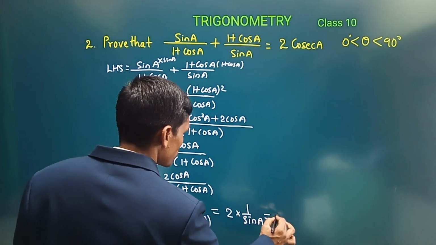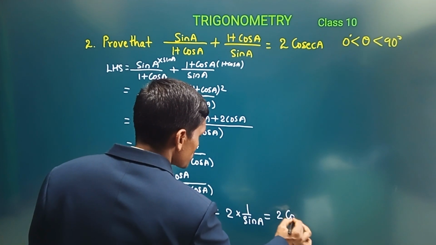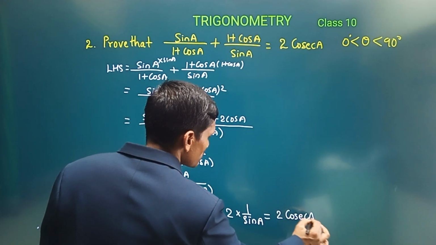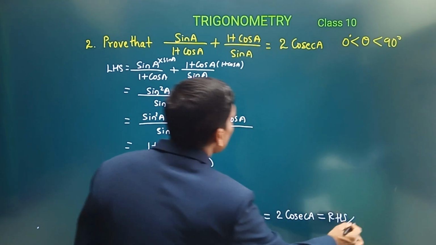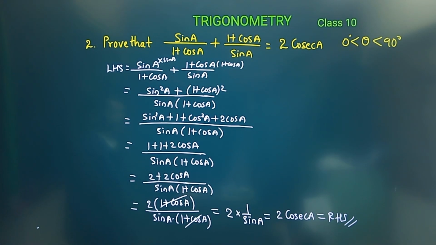This will be equal to 2 into cosec A. So this will be equal to RHS. Hence proved. So 2 cosec A.